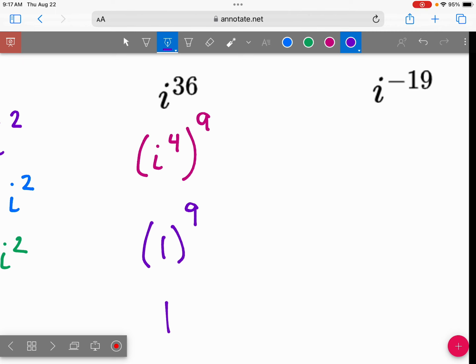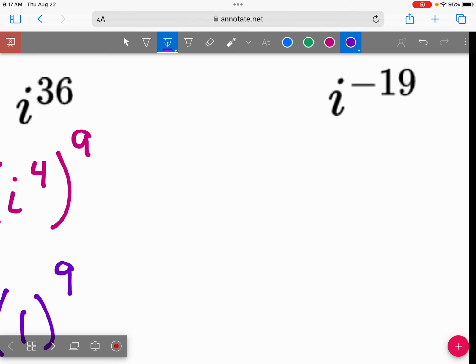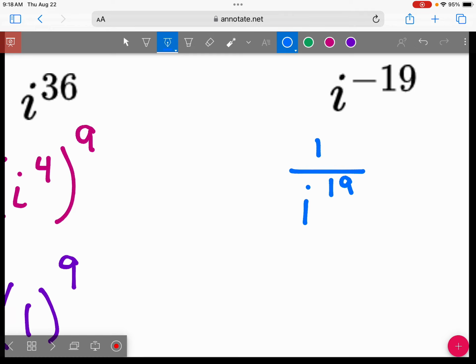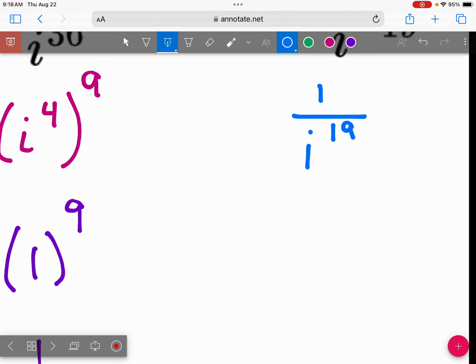Now we have this negative 1. You have a couple different ways to approach it. Make it into a fraction. It is a negative exponent. That means this is going to become, in my denominator, I have 1 over I to the 19th. That's what the negative exponent does. We still need to simplify.